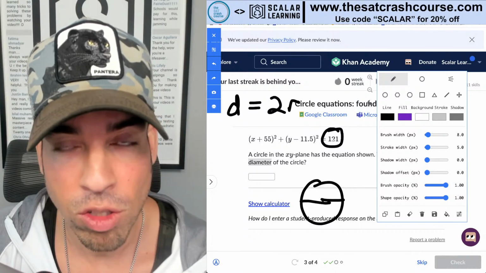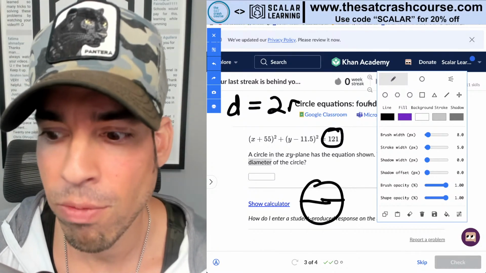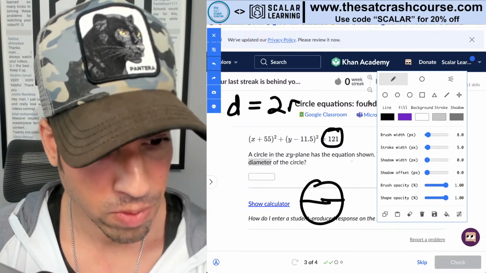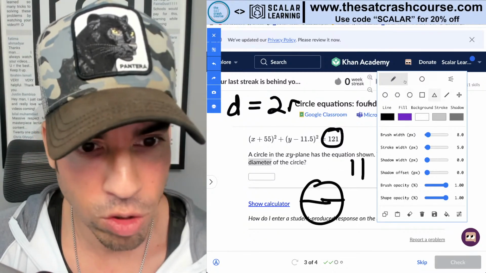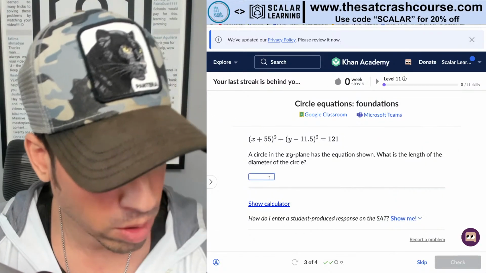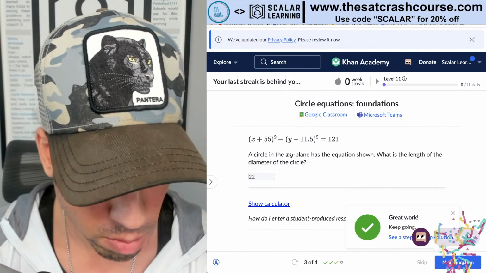This is the radius squared. The radius, therefore, is the square root of 121, which is 11. And therefore, the diameter is 2 times 11, which would be 22. So we'll put in 22. Boom, done.